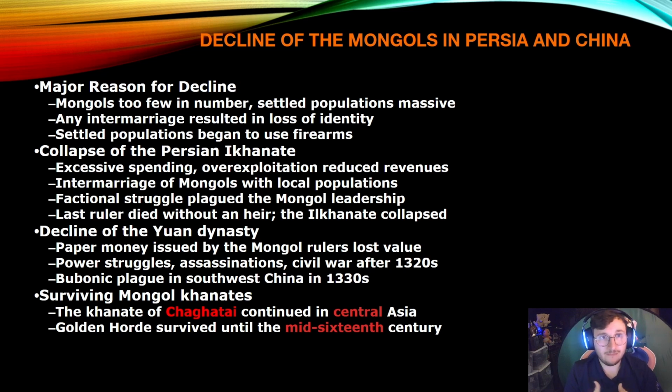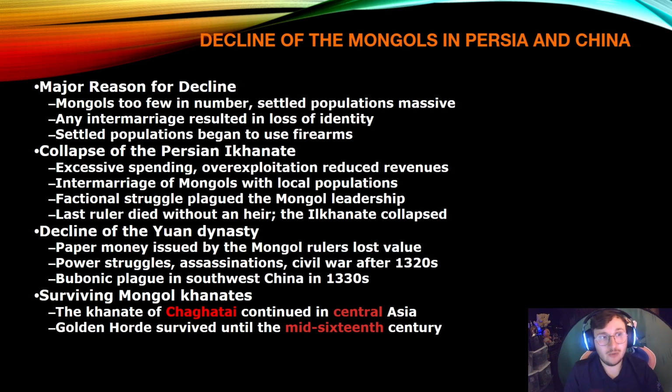And also, settled populations really begin to use firearms. With the increase in firearms and access to firearms, a gun is going to be more efficient than an archer, right? Especially if you can hit your target, and a gun is extremely more efficient than a horse. The collapse of the Persian Ilkhanate: excessive spending, over-exploitation, reduced revenues, intermarriage with the local populations, and factional struggles plagued the Mongol leadership, and then finally, the nail in the coffin, the last ruler died without an heir, so there was no one to continue the rule, thus causing it to collapse.